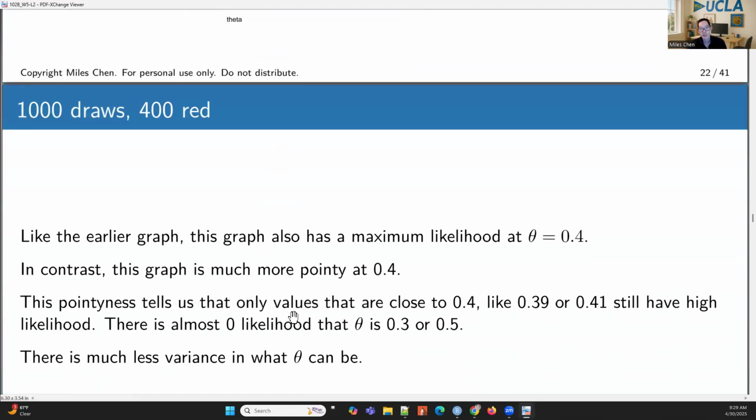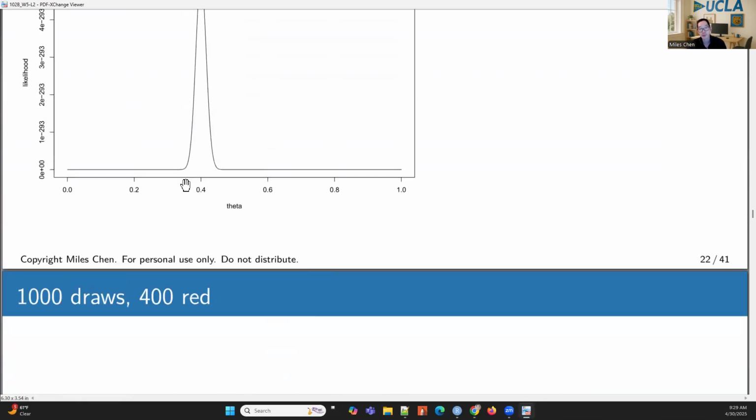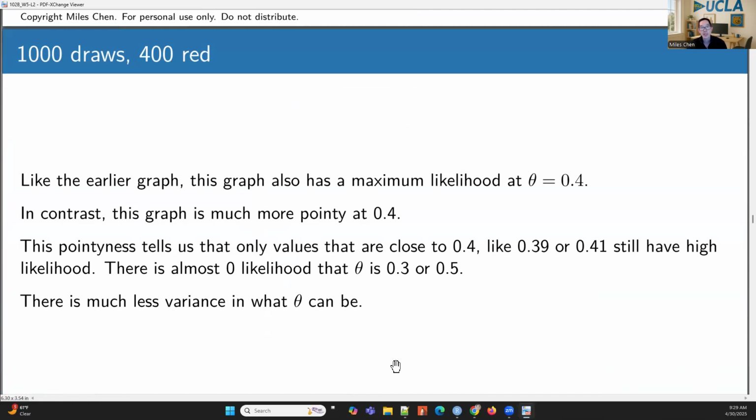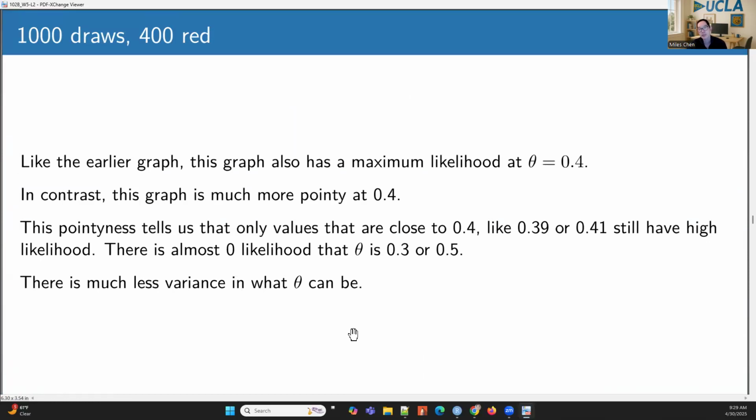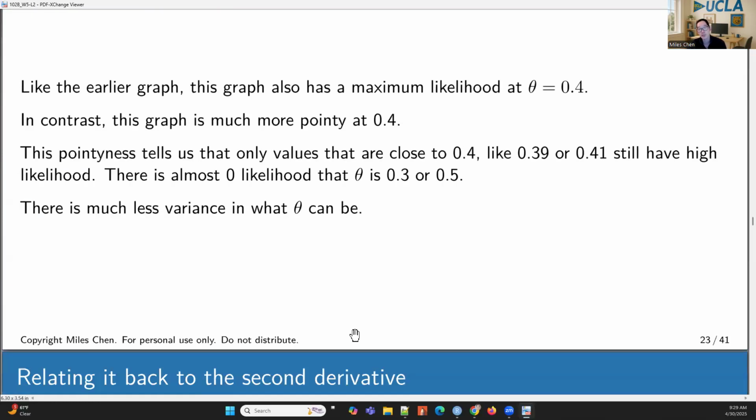Okay. And what's the likelihood that theta is 0.3? Basically zero. What's the likelihood that theta is 0.5? Basically zero. Okay. And so we would say there's much less variance as far as what theta could be.